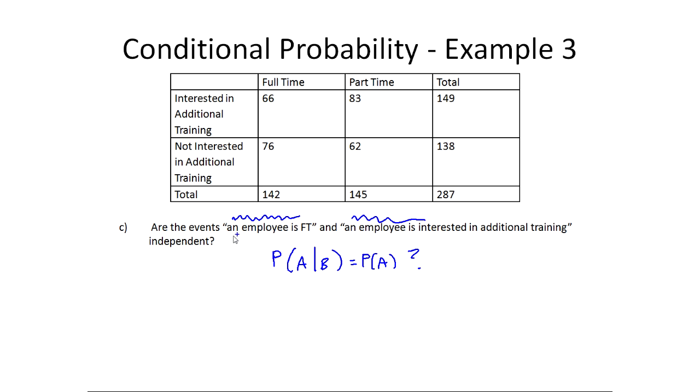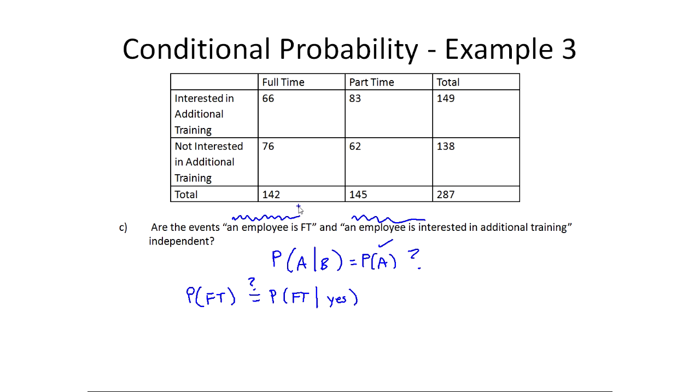So one way to do that is to start out with the first event and say, okay, let me find the probability an employee is full-time, and I want to compare that. Does it equal, so this is a question mark because we don't know, the probability of the first event, so full-time, given, and then whatever I'm trying to compare it to. So they're interested in additional training, so I'll call that yes again. I want to know if these two things equal, and they have to exactly equal for me to say they're independent. If they don't equal, I'll say the two events are dependent.